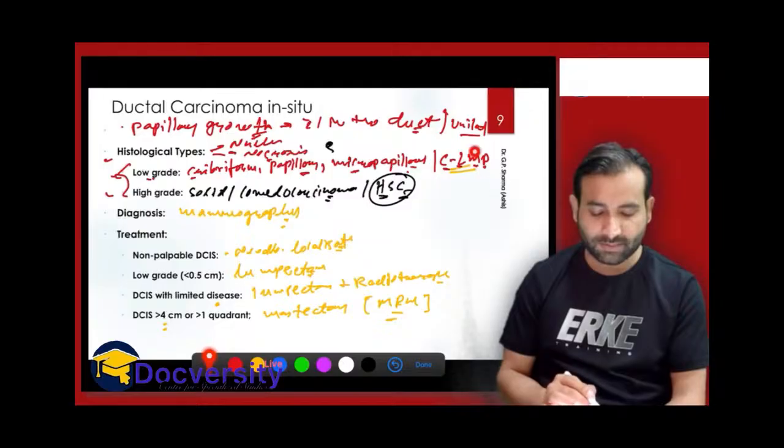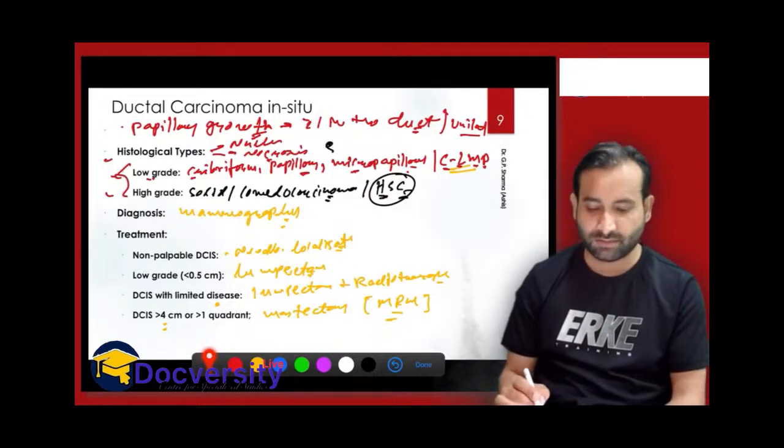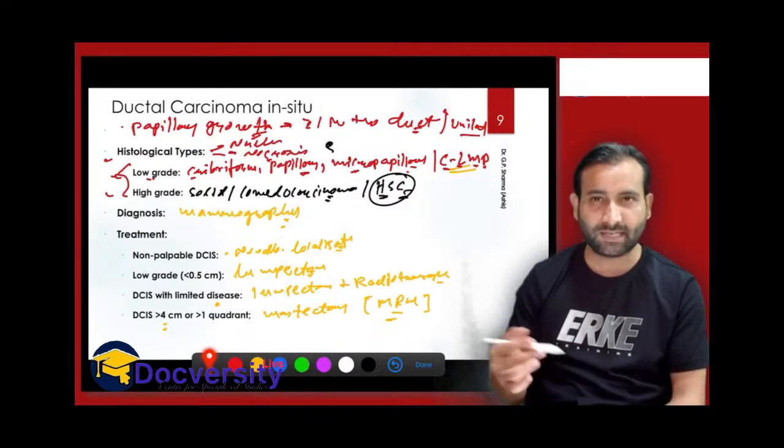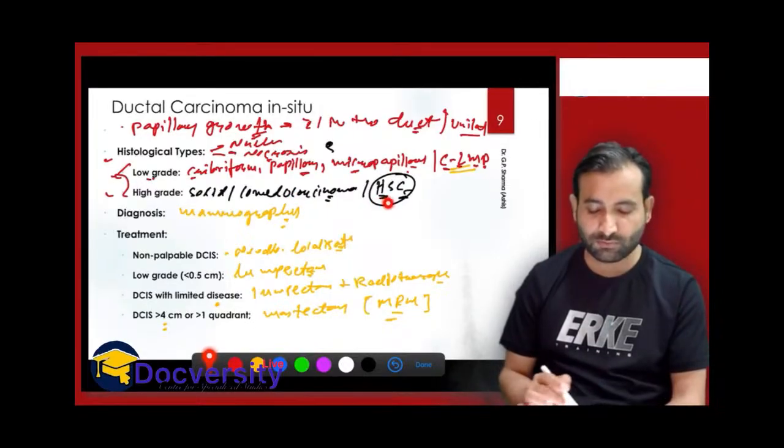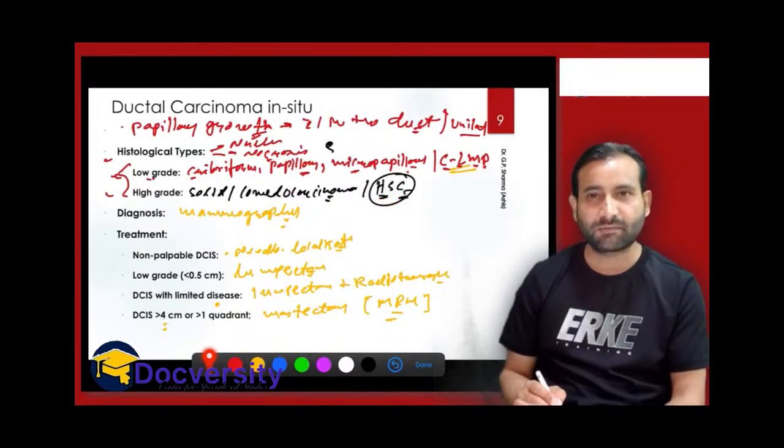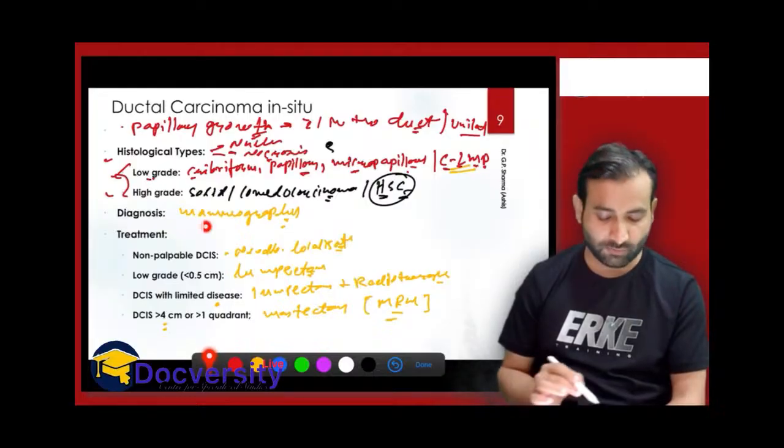Low grade we have three types, that is cribriform, papillary and micropapillary. We already discussed, that is CLMP, cyclic LMP as a mnemonic, right? And high grade we remember as solid and comedocarcinoma, right? And this we can remember as the HSC, higher secondary board, right?